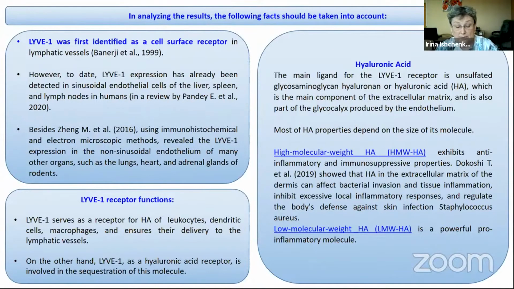Besides, using immunohistochemical and electron microscopic methods, colleagues revealed LYVE-1 expression in the non-sinusoidal endothelium of many other organs, such as the lungs, heart, and adrenal glands of rodents. As for LYVE-1 receptor functions, LYVE-1 serves as a receptor for hyaluronan, dendritic cells, macrophages, T lymphocytes, and ensures their delivery to the lymphatic vessels.